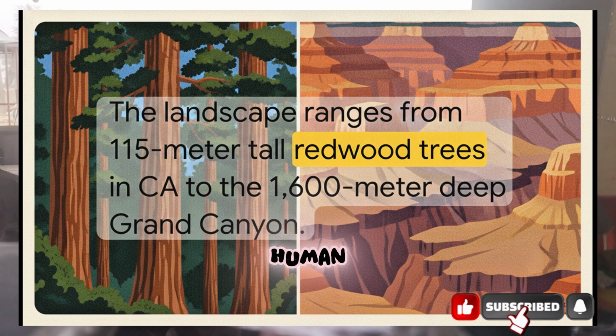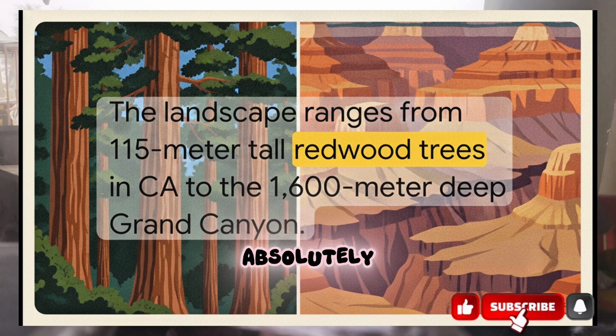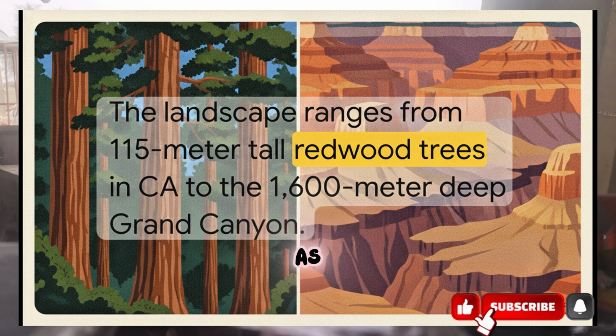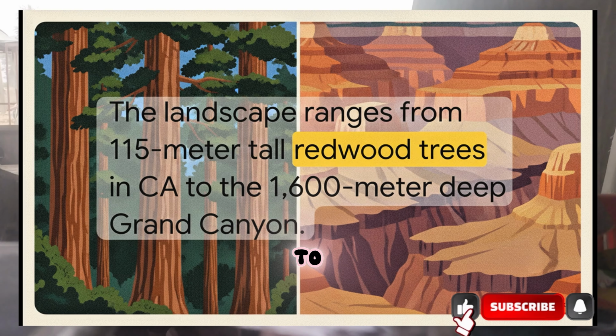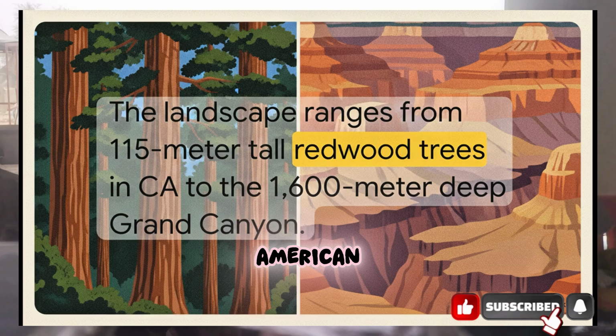And all of this human drama, the history, the politics, the culture, it all plays out against an absolutely breathtaking natural geography. The landscape is just as extreme as the history. You can travel from the cool, wet climate of Northern California to stand under 115-meter-tall redwood trees, all the way to Arizona to look down into the scorching 1,600-meter-deep Grand Canyon. It is a stunning backdrop to the whole American story.